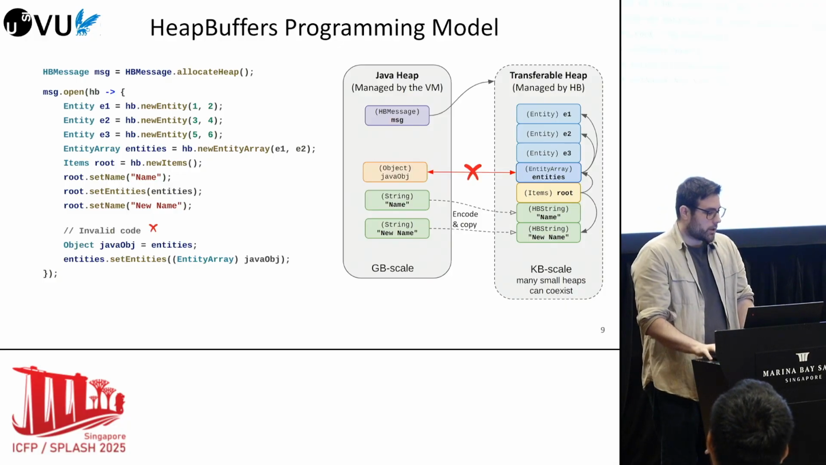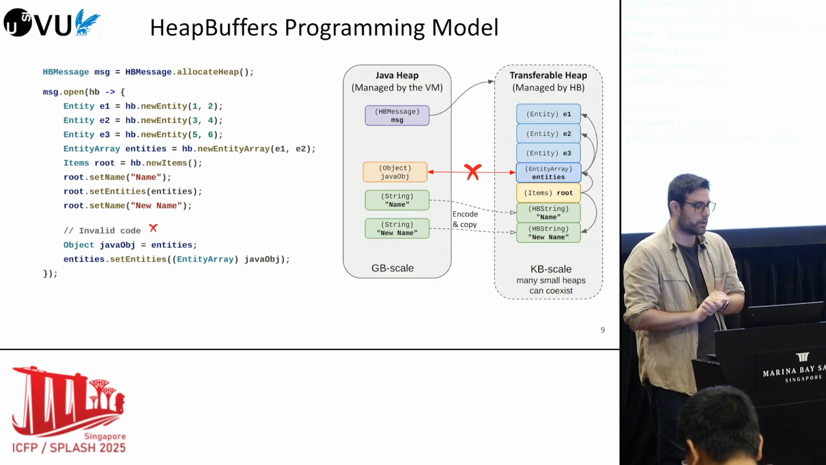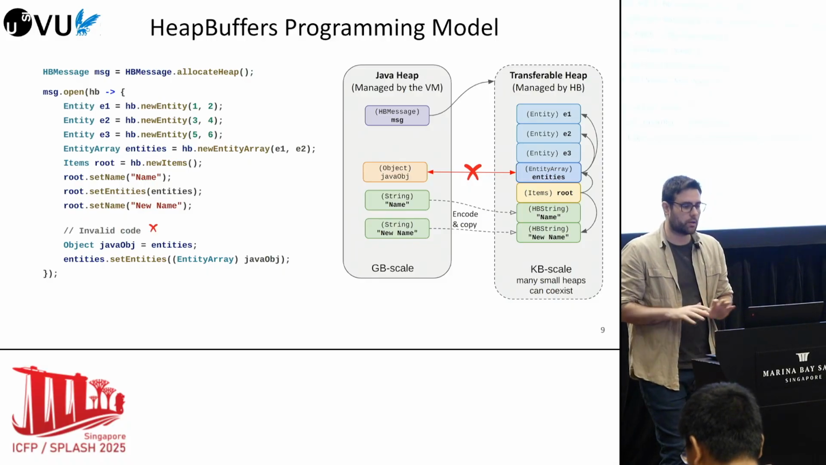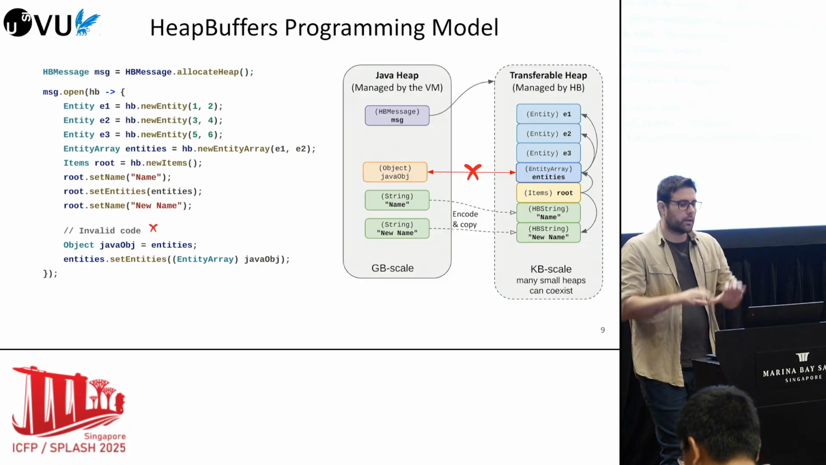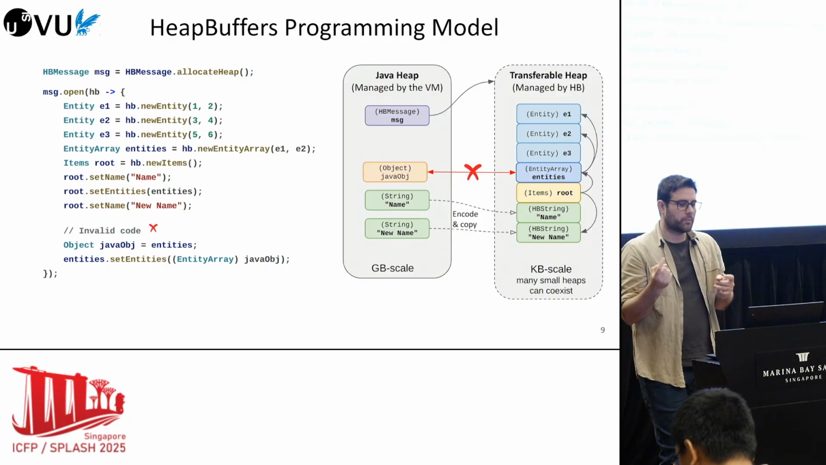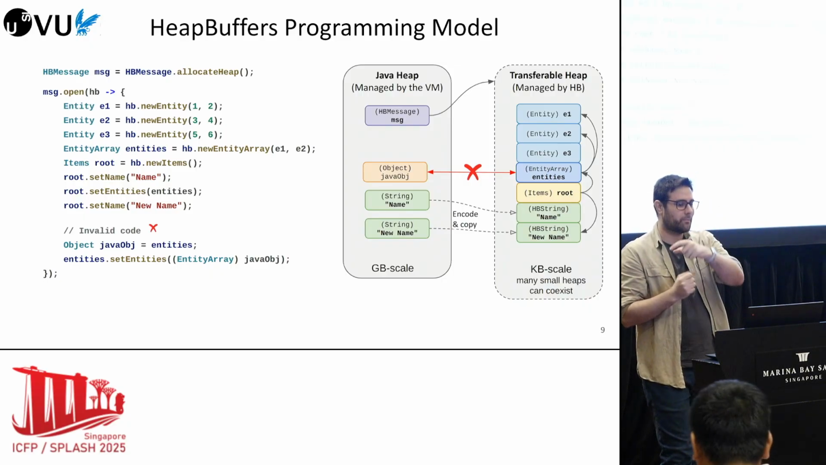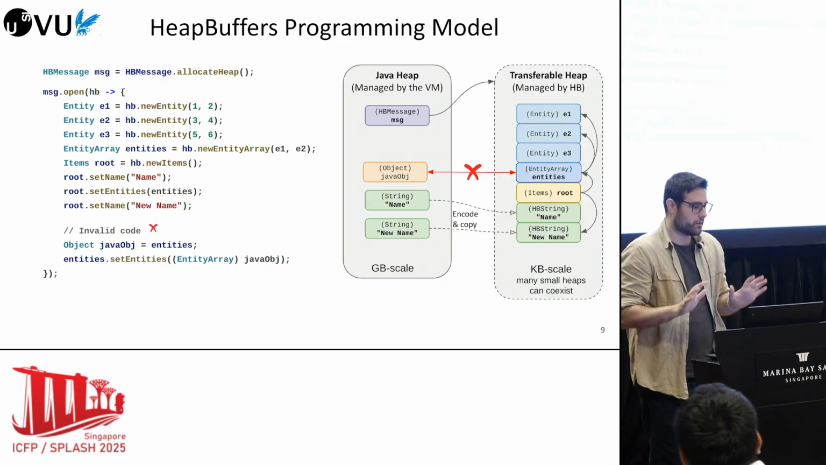And finally, before we close this scope, I want to show some broken code. So this is not valid. Okay, so this will not work. And the reason is that these two heaps are separate. So we don't allow HeapBuffer objects to reference Java objects, nor Java objects to reference HeapBuffer objects. So cross-references are not allowed.